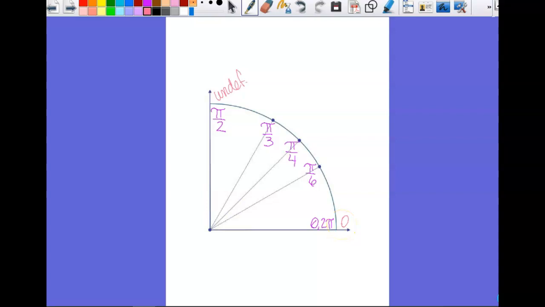The next easiest one is pi fourths. What's that? 1. And then we just have square root of 3 and square root of 3 over 3. Which one goes with pi thirds? Square root of 3, and the other one is square root of 3 over 3. Yes? We all good? Awesome.